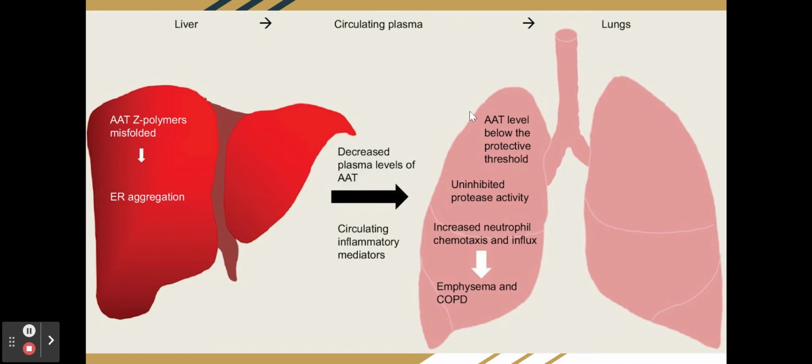And here it is in a picture. So you don't have enough AAT functioning. It's all stuck here in the liver as a Z polymer. It's misfolded. It's not getting to the lungs. So the trypsin, the protease, is going nuts, and it's digesting everything, including healthy tissue. You get inflammation. Eventually, if this happens often enough for a long enough period of time, you will get emphysema because the elastin breaks down in the alveoli.